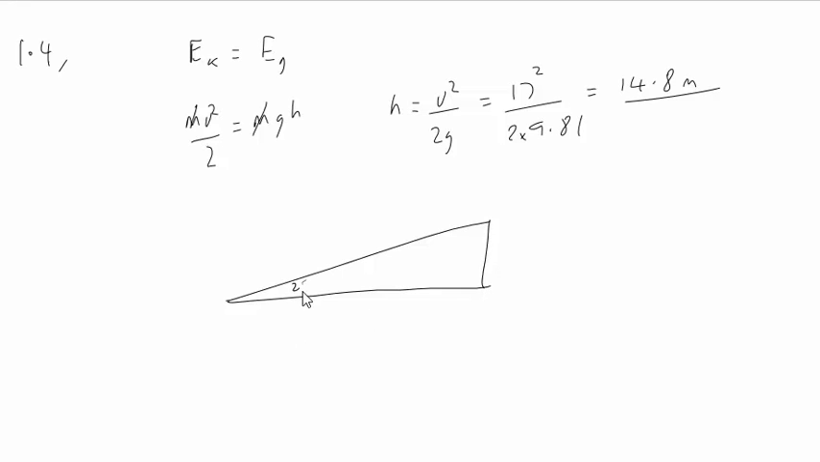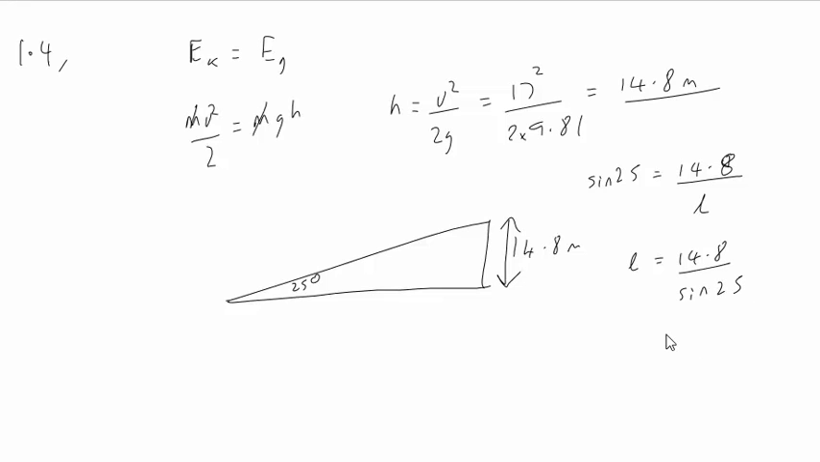The ramp is something like this. This is 25 degrees. This needs to be 14.8 meters as a minimum, and we know then that sine 25 is opposite, which is 14.8 over hypotenuse, which is the length, giving us a length of 14.8 over sine 25, which comes out at 35 meters. Therefore 85 meters is long enough.